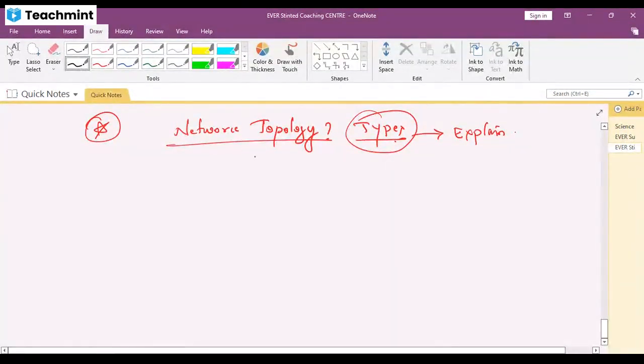Don't see the marks. Understand the topic. But here in this chapter you will get questions for 5 marks only. Long answer carrying questions only you will get. Okay, fine. So we know what is network topology. What do you mean by topology? What is topology?